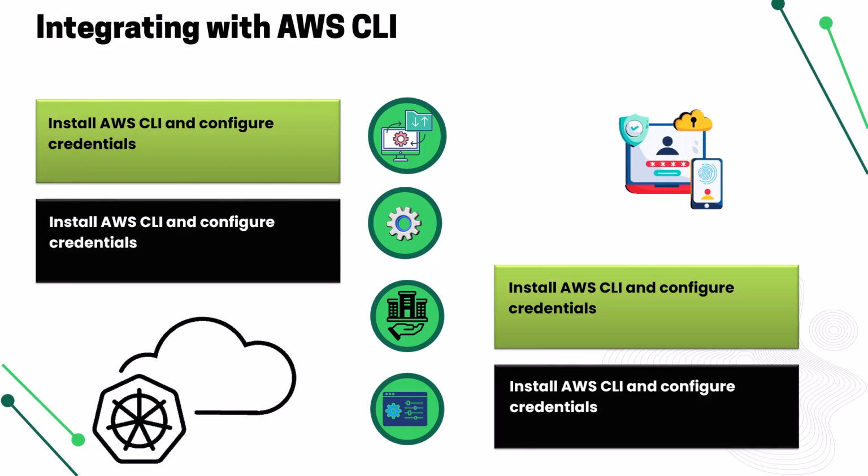Alright folks, first things first, install AWS CLI and set up your credentials. Think of it as giving AWS your ID card. Next, make sure AWS IAM Authenticator is installed, because no one likes surprises mid-project. Then, configure authentication for your Kubernetes clusters so they know who's boss. Finally, test everything, because nothing says I'm a pro like catching issues before they catch you.